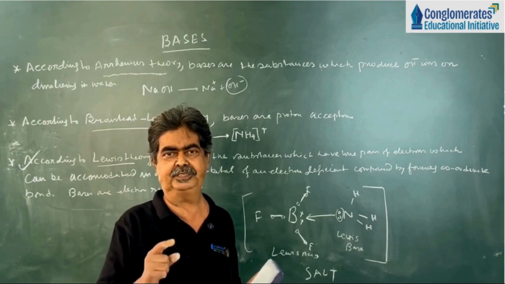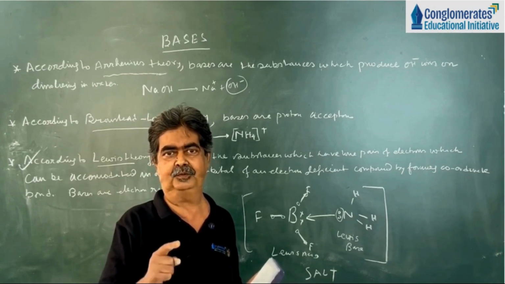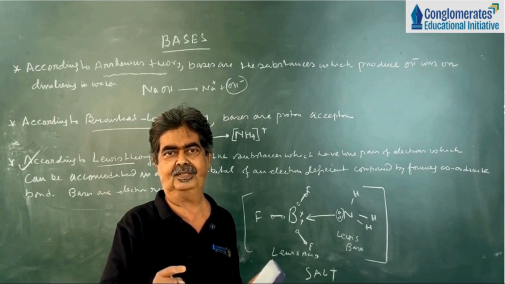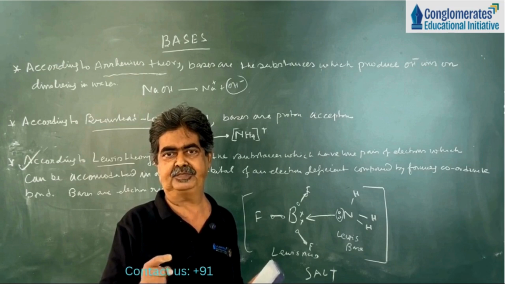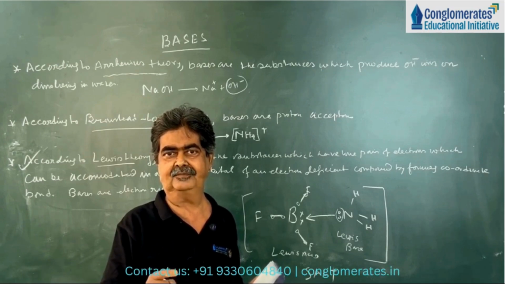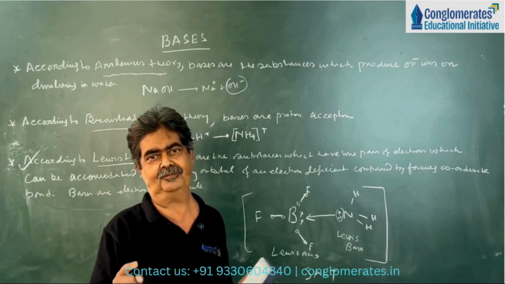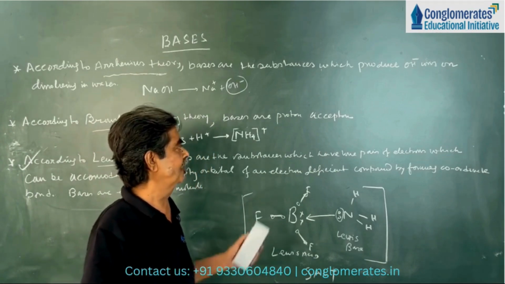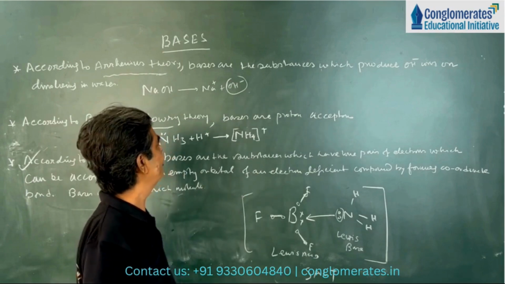I repeat, Lewis bases are the substances which have a lone pair of electrons that can be accommodated in an empty orbital of an electron deficient molecule, that's called Lewis acid, with the help of a coordinate bond. Okay, that's all. So there are 3 definitions of the bases.